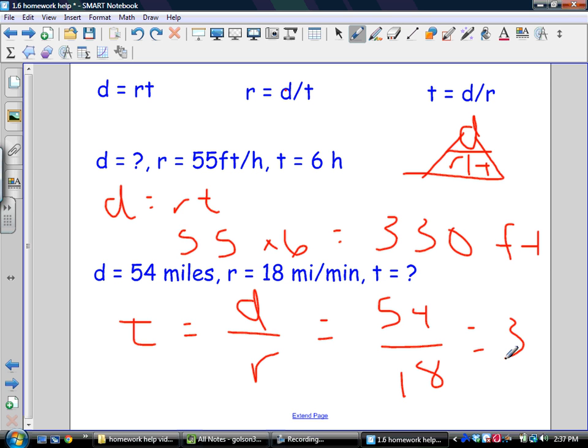And let's see, it was 54 miles and 18 miles per minute, and I'm trying to find the time, so that's got to be in minutes. So it is important on these ones to always go back, make sure you're including your units on these when you do these distance, rate, time problems.